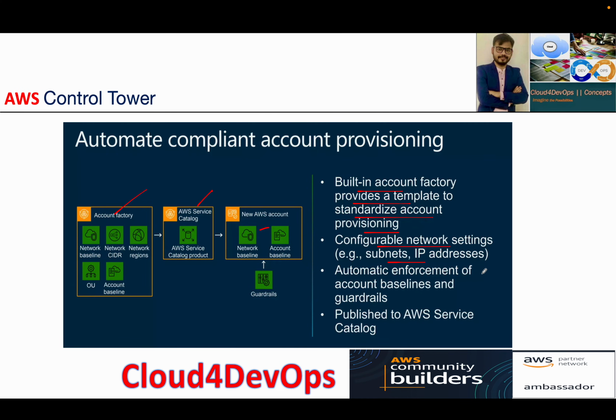So whenever you go ahead and create an account, you will get an option: what subnet, what VPC, what CIDR ranges do you want to provision it with?